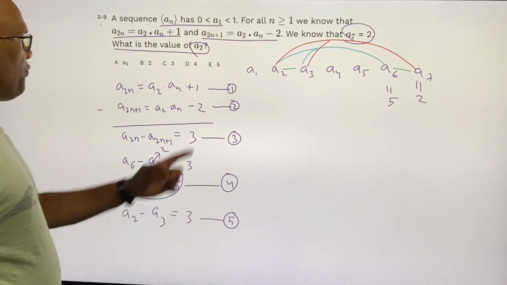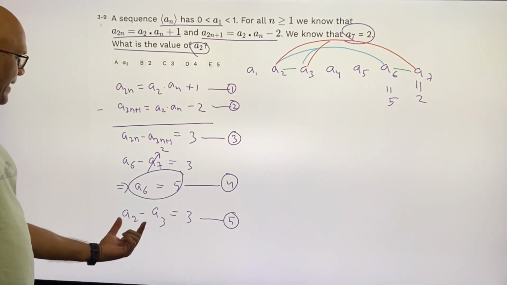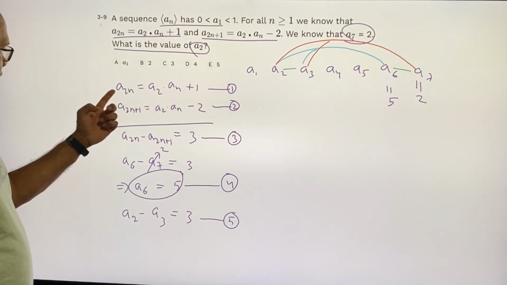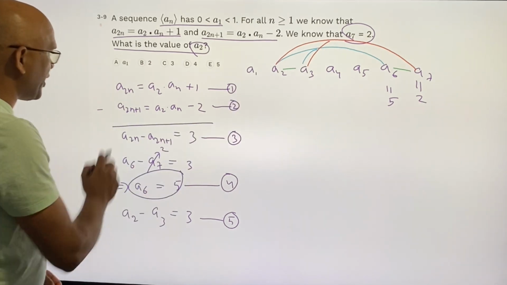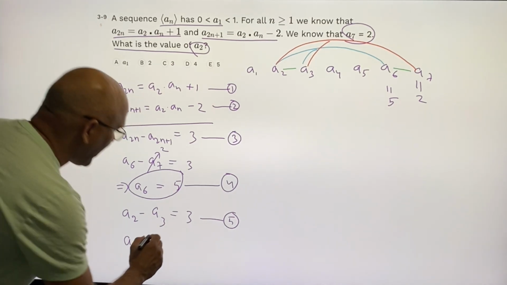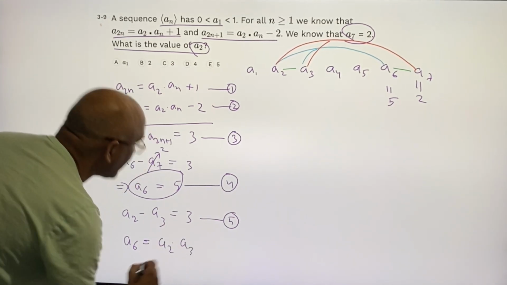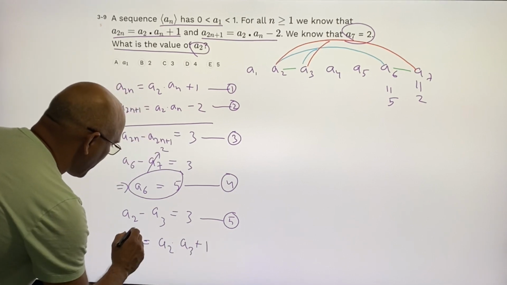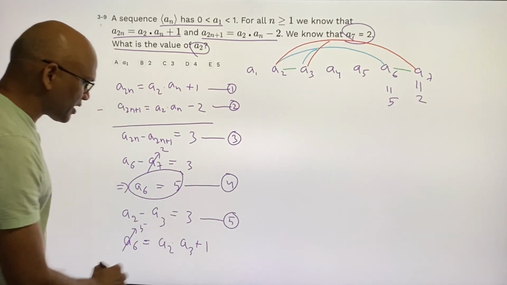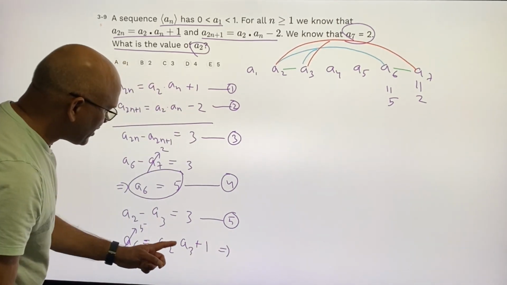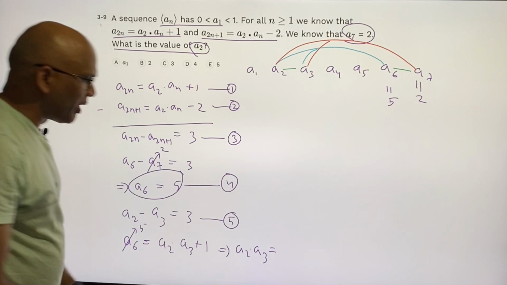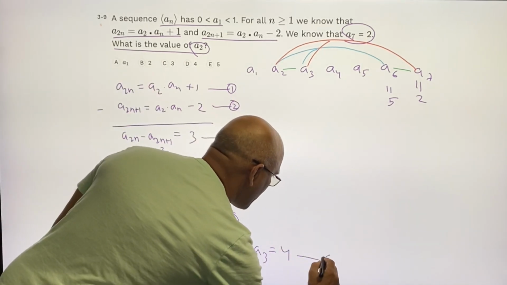To find a_2, I need another equation relating a_2 and a_3. If you want a_2 and a_3, n is going to be 3, so this is going to be a_6, and a_6 I already know. So let me write down this equation. This is going to be a_6 equal to a_2 times a_3 plus 1. But a_6 I know is 5, we have already found that out. So this tells me a_2 times a_3 is going to be 5 minus 1, which is equal to 4. This is equation 6.